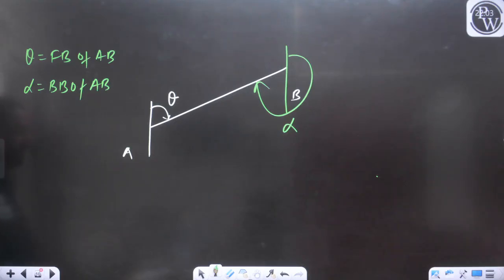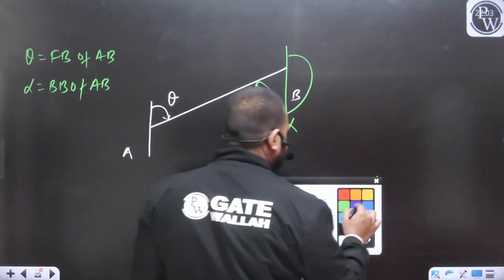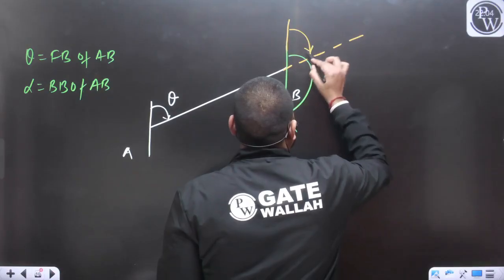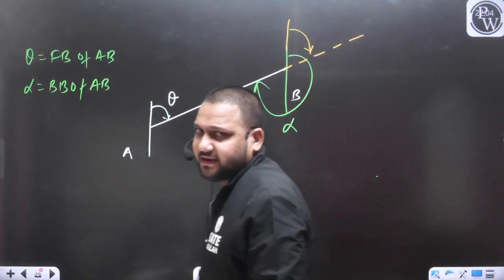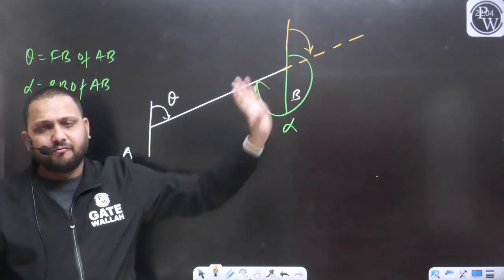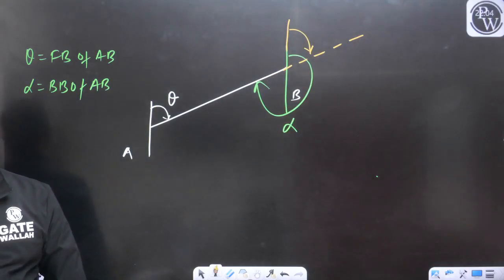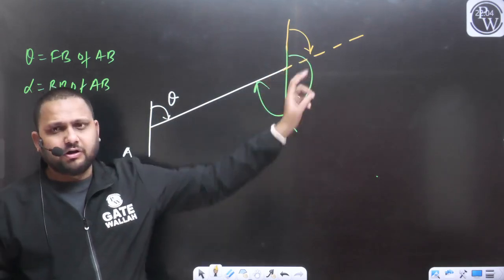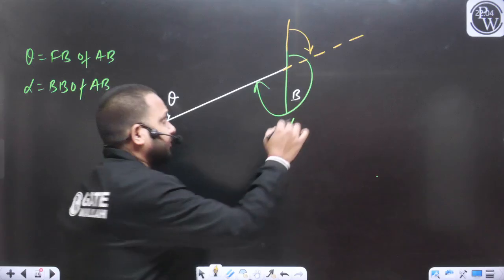This point is clear, Dadan? Yes or no? So if we are extending this line AB like this, what will be this angle? Tell me. If this angle is theta, can I say this will also be equal to theta?